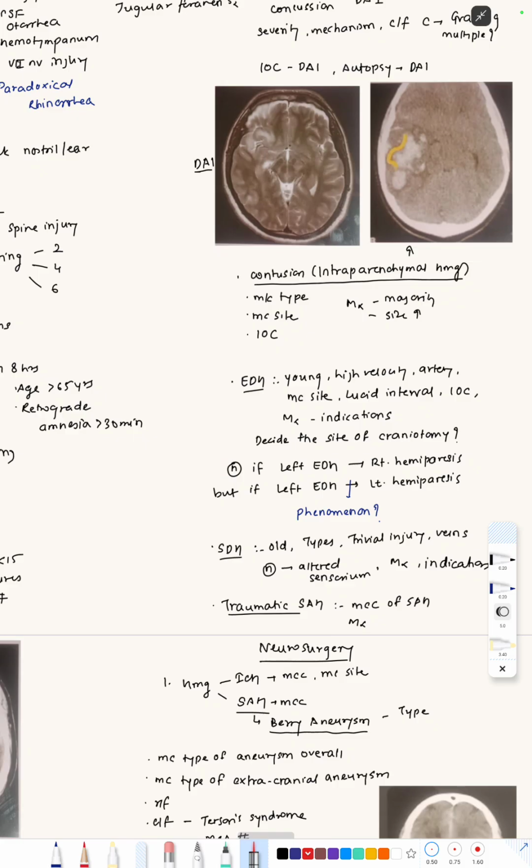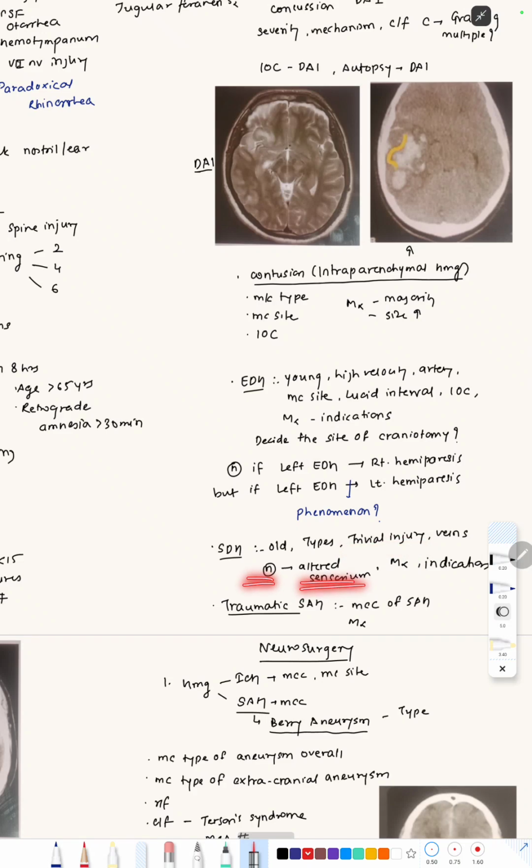But if it happens on the ipsilateral side, then that phenomenon is called the Kernohan notch phenomenon. Then the subdural hemorrhage. The subdural hemorrhage is also called pachymeningitis hemorrhagica interna. The types are acute, subacute, and chronic. Acute is within 3 days, then 3 days to 3 weeks is subacute, and chronic is more than 3 weeks. Then it is secondary to trivial injury, generally found in the elderly population.